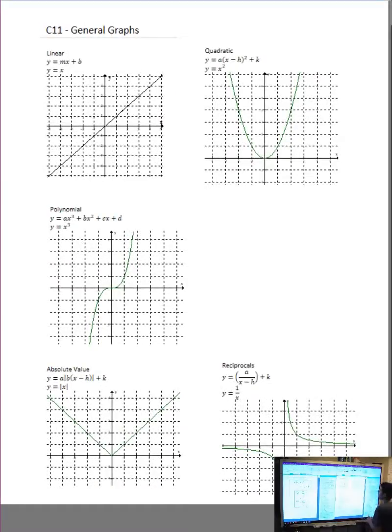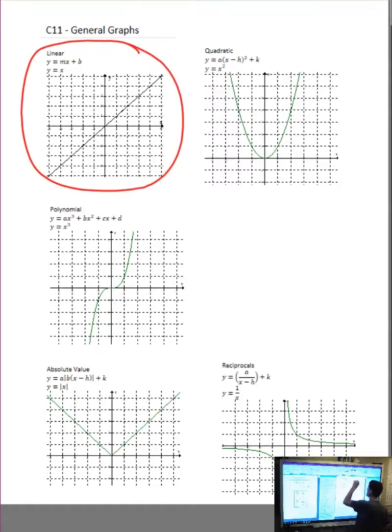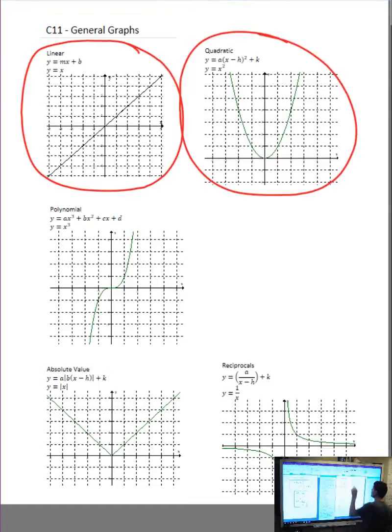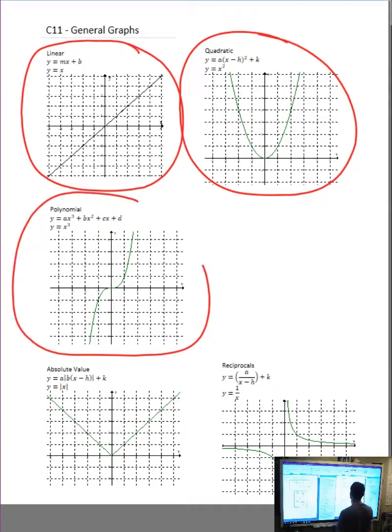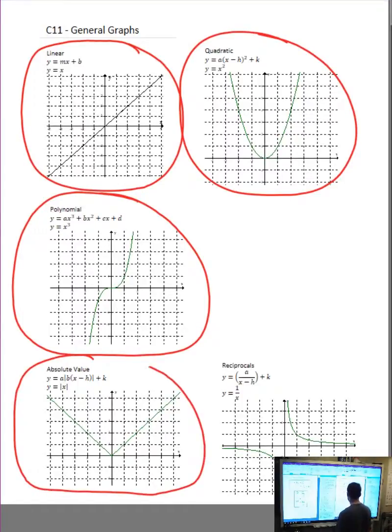So some of the general graphs: we saw a linear equation in grade 10, and then we saw the quadratic in grade 11. This is the one that we're going to see called polynomials, x cubed, if anyone has ever tried to graph it for fun with a table of values. Absolute value functions, we saw these last year, the V, and we move those around. We'll be moving those around again.